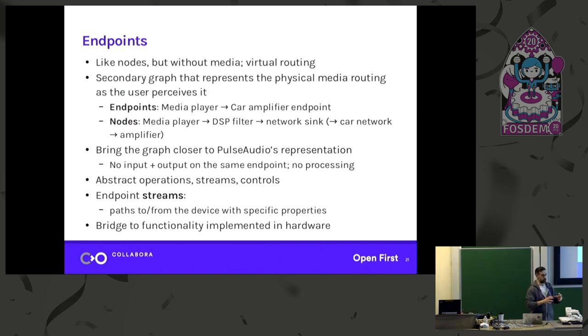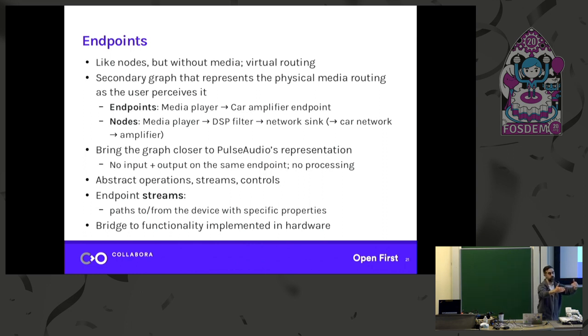Basically, endpoints are also little objects that look like nodes. They can be linked together and unlinked, but they don't actually route media. They are something more abstract. So, for example, you could think of a pipeline that looks like, in the endpoints graph, a media player that gets connected to the car amplifier, and these are the two endpoints with one link, and there is no more in that graph.